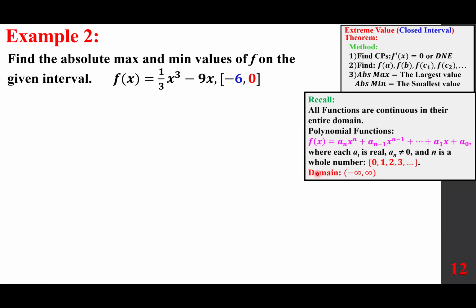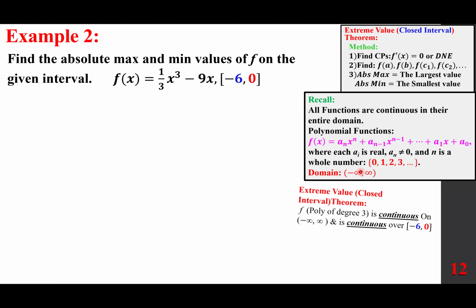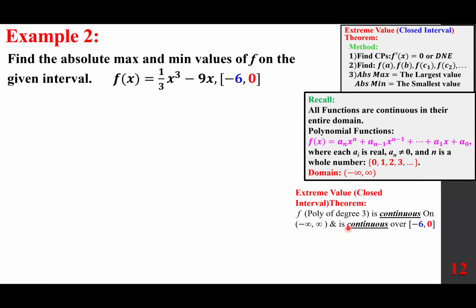The domain is all real numbers. So what are we dealing with here? We are dealing with a polynomial of degree 3. Therefore, the domain is all real numbers. Because the domain is all real numbers, and because the interval of -6, 0 is part of the real numbers, it's continuous in that domain. So we write: f is a polynomial of degree 3, is continuous on the interval of negative to positive infinity, and therefore is continuous in the given interval, and you just write out the given interval.